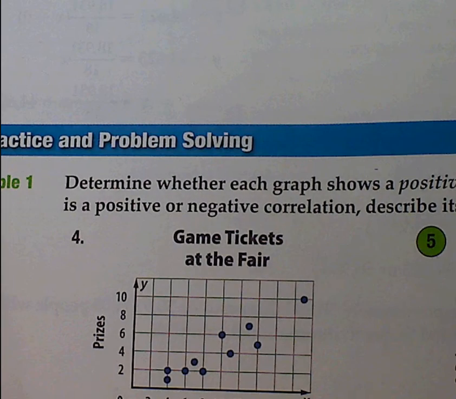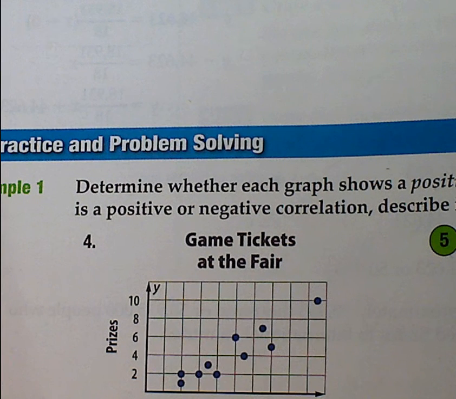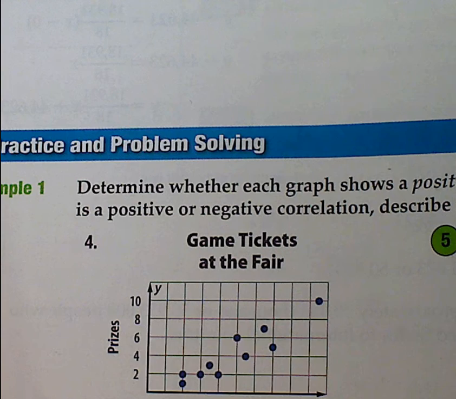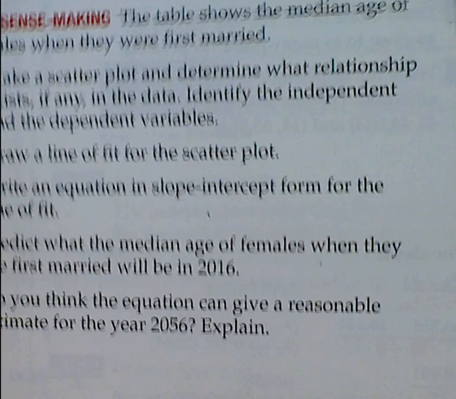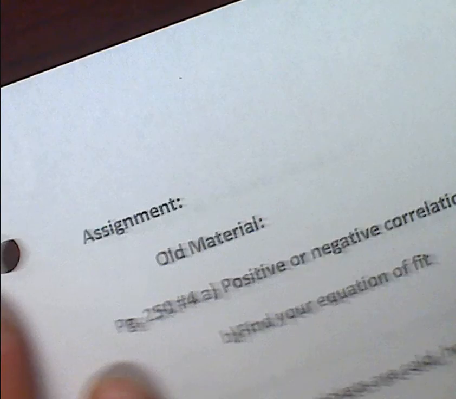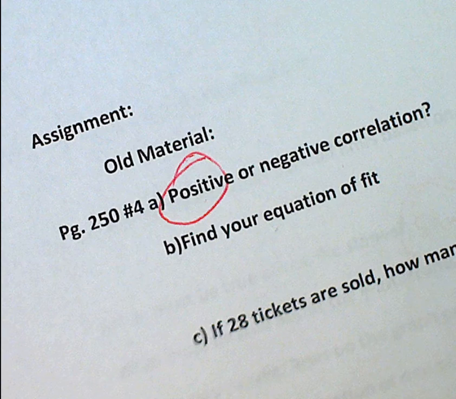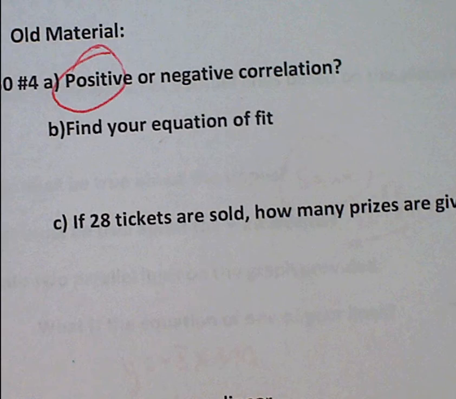It says determine whether each graph shows a positive, negative, or no correlation. If there is a positive or negative correlation, describe its meaning in this situation. So pause the video and try. It is a positive correlation. Then letter B says find your equation of fit.